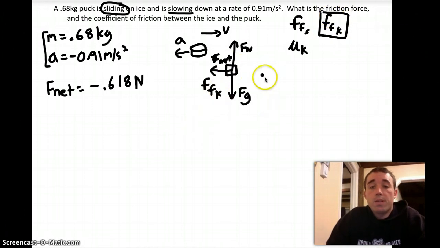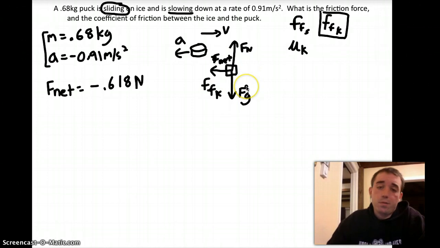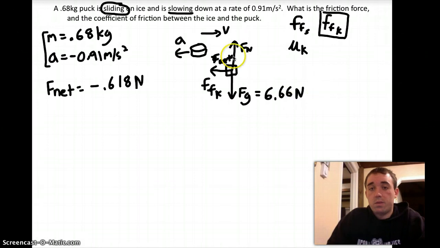Alright, so we have our free body diagram. We have to determine the values. Well, first to figure out the weight. Weight is mass times 9.8. That's going to be 6.66. Now that was an unintentional 6.66 newtons, which means our normal force is 6.66 newtons.